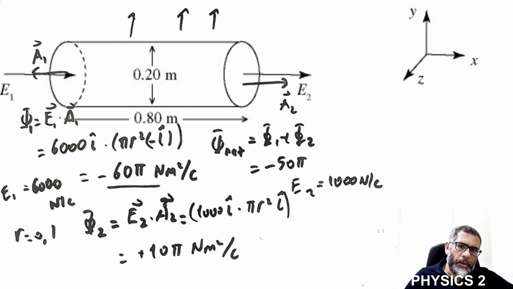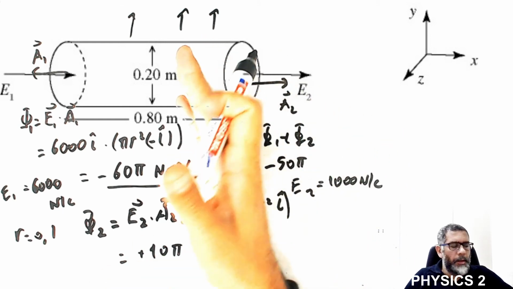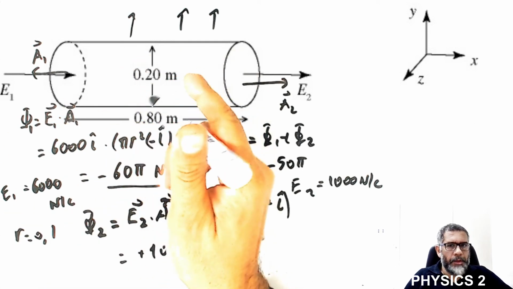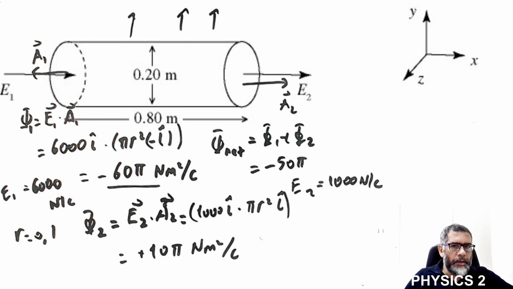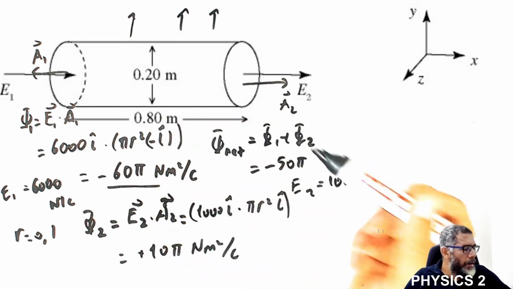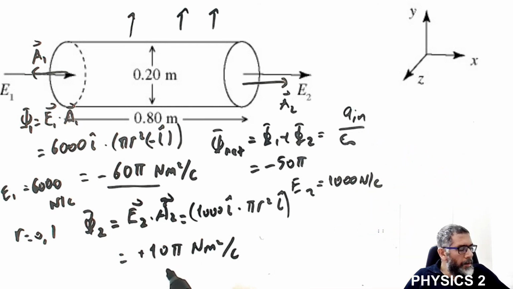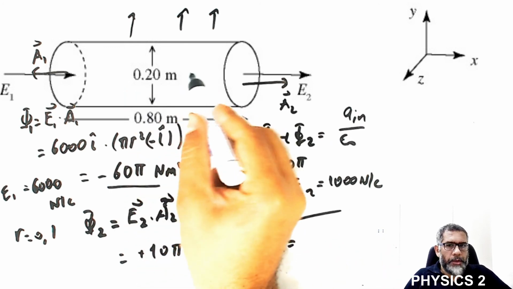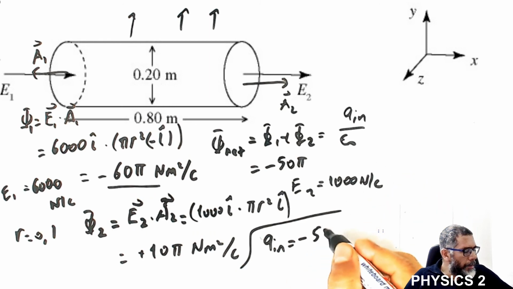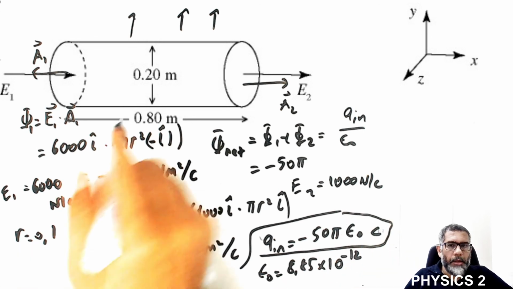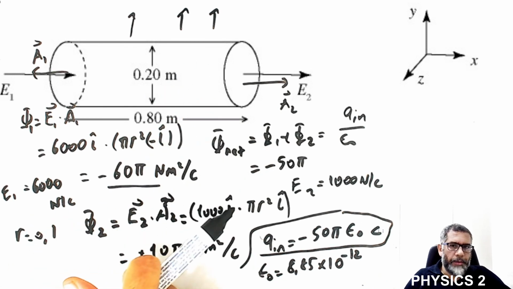If there is a net flux of negative quantity for a closed volume, this shows that there is some net negative charge inside this volume. Using Gauss's law, we can calculate the net charge inside this cylindrical volume, because this flux is equal to the charge inside the cylinder divided by epsilon 0. It's very straightforward to calculate Q inside: it's minus 50 pi multiplied by epsilon 0 Coulomb, where epsilon 0 is 8.85 times 10 to the minus 12. So this is the net charge inside the cylinder, found just by calculating the flux through the surfaces of this cylindrical volume.